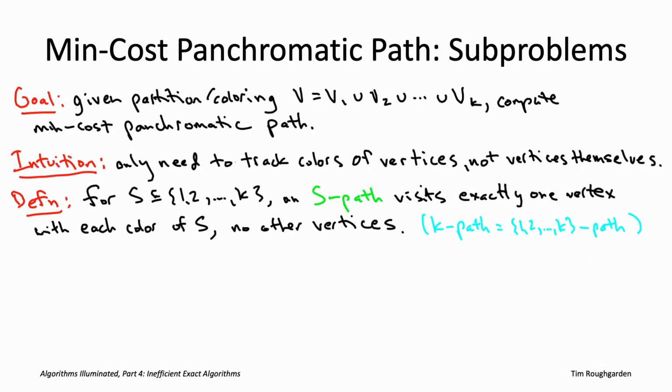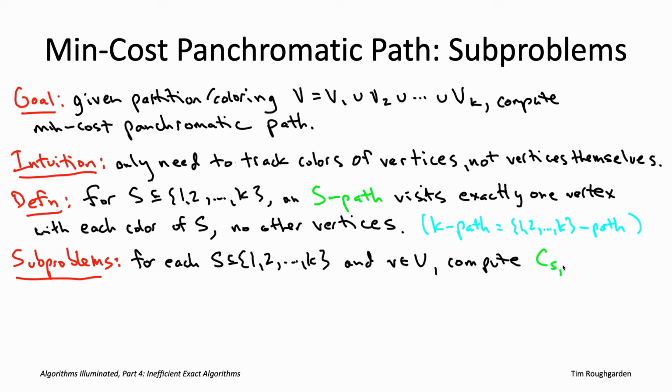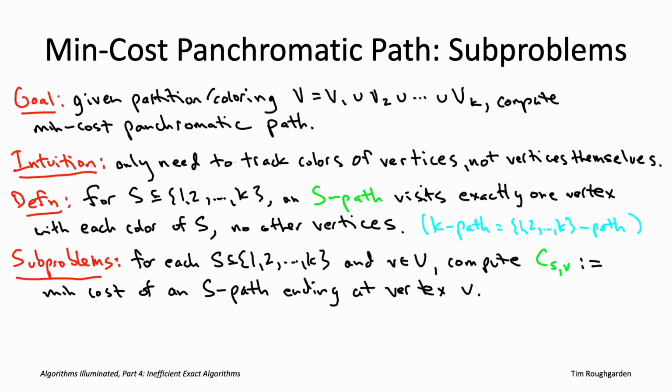So like in our first attempt, and like in the TSP, the subproblems are going to be indexed by 2 parameters. As in the previous cases, the second of those parameters is the final vertex visited by the path, so that's what we're calling V here. But as we said, we're not going to be tracking exactly which vertices a path has seen, only which colors it has seen. So we'll have one subproblem for each choice of a subset capital S of colors, and each choice of the ending vertex V. And the subproblem's job is then to compute the minimum cost of any path that is an S path, so it visits vertices exactly with the colors in capital S, and moreover ends at the vertex V.